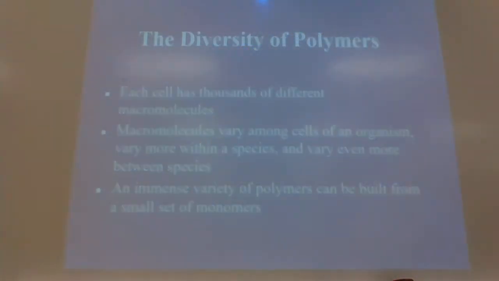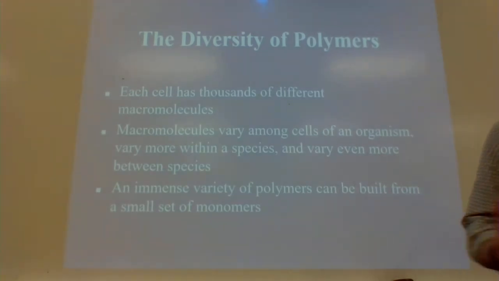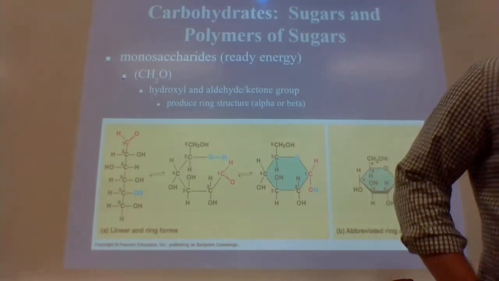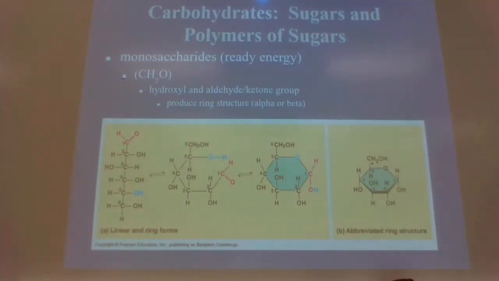So when we look at organisms, there's a wide diversity of macromolecules. Macromolecules are going to vary from cell to cell. They're going to vary from organism to organism. They're going to vary from species to species. There's an immense variety of different polymers found in nature.